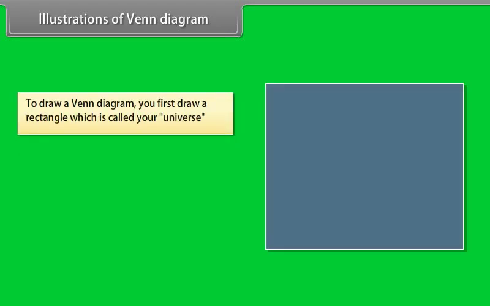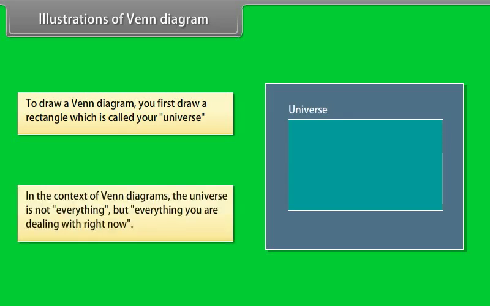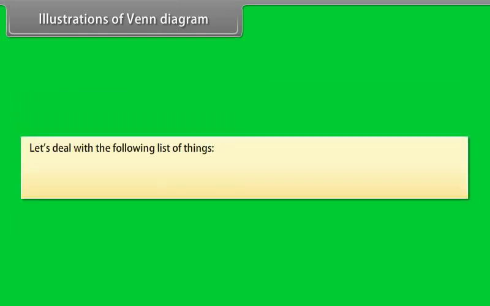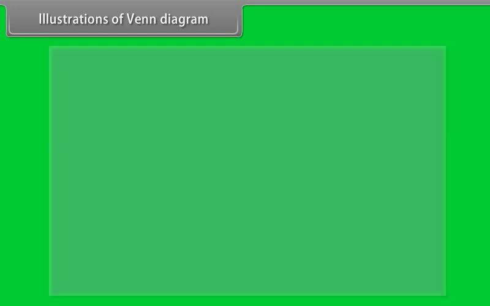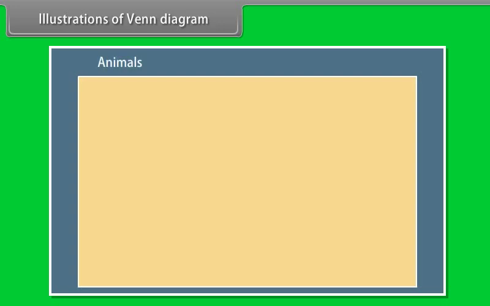Illustrations of Venn diagram. To draw a Venn diagram, you first draw a rectangle which is called your universe. In the context of Venn diagrams, the universe is not everything, but everything you are dealing with right now. Let's deal with the following list of things: moles, swans, rabbit skunks, geese, worms, horses, Edmontosaurus, a variety of duck-billed dinosaurs, and a very fat cat. We'll call our universe animals.